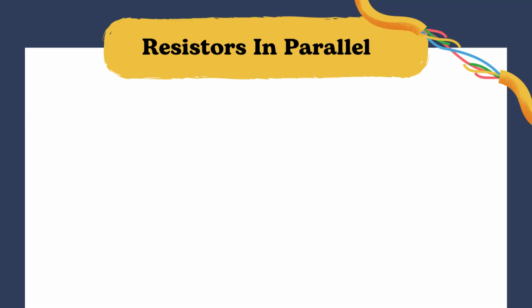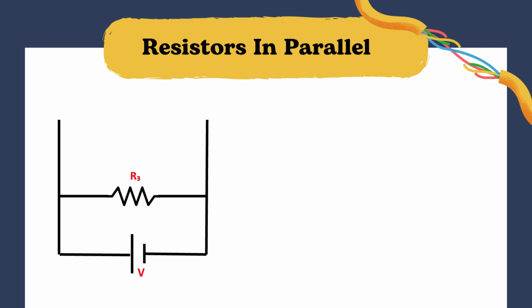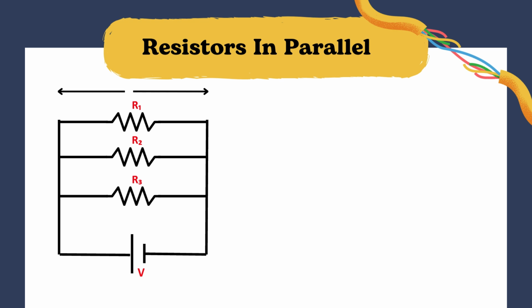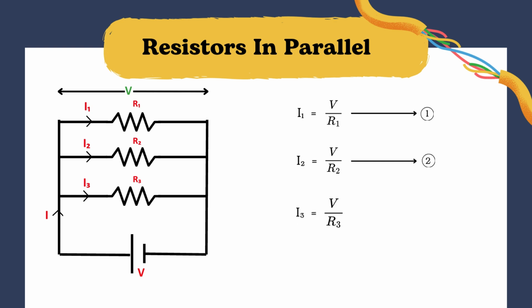Now let's look at resistors connected in parallel. In a parallel circuit, all resistors are directly connected across the same 2 points of the power supply. This means each resistor experiences the same voltage, which is marked as V in the diagram. However, the total current, I, from the battery splits into separate paths, I1, I2, and I3, for each resistor. According to Ohm's law, current through each resistor is I1 equals V divided by R1, I2 equals V divided by R2, and I3 equals V divided by R3. This means the current in each branch depends on its own resistance value.